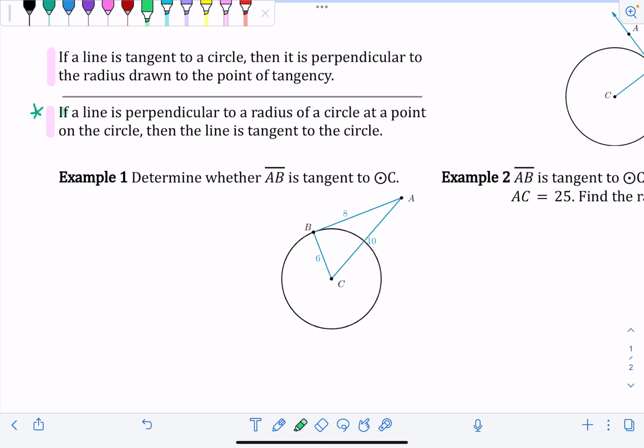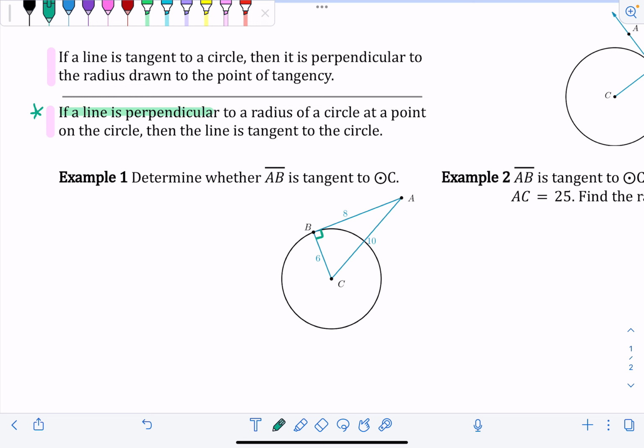So that second one says if a line is perpendicular, which we don't know for sure if the tangent segment AB is perpendicular to that radius BC or not, but we can find out for sure. And if we find out, that would mean that yes, AB would be tangent to circle C. So if AB is perpendicular to BC, that would be a right angle, and that would make that triangle ABC a right triangle. So we really just need to prove that triangle ABC is a right triangle, and we can do so by checking with the Pythagorean theorem and seeing if it works.